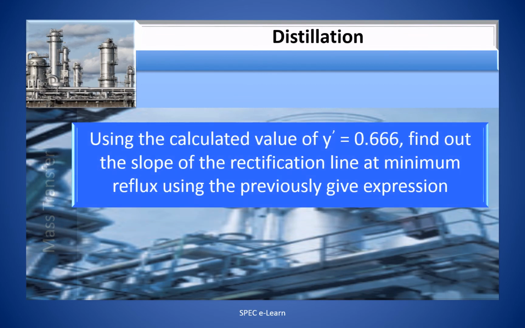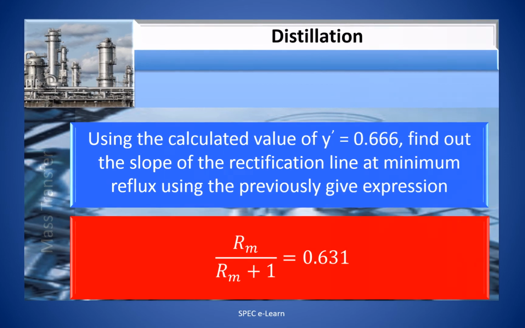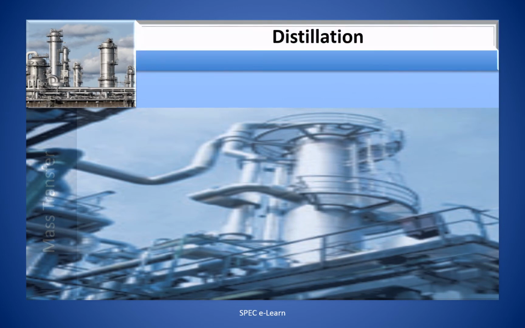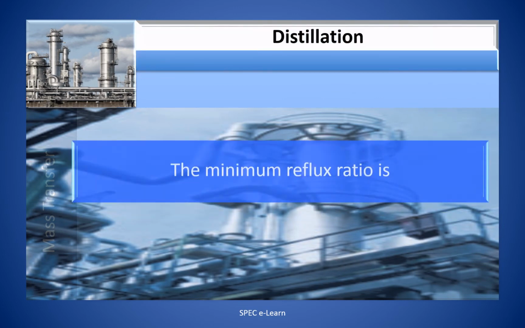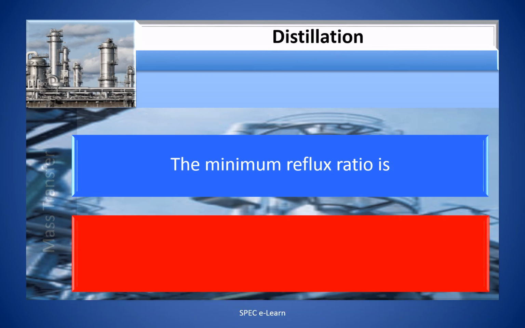Using the calculated value of y dash equal to 0.666, find out the slope of the rectification line at minimum reflux using the previously given expression. You get Rm by Rm plus 1 equal to 0.631. So the minimum reflux ratio is Rm equals 1.614.